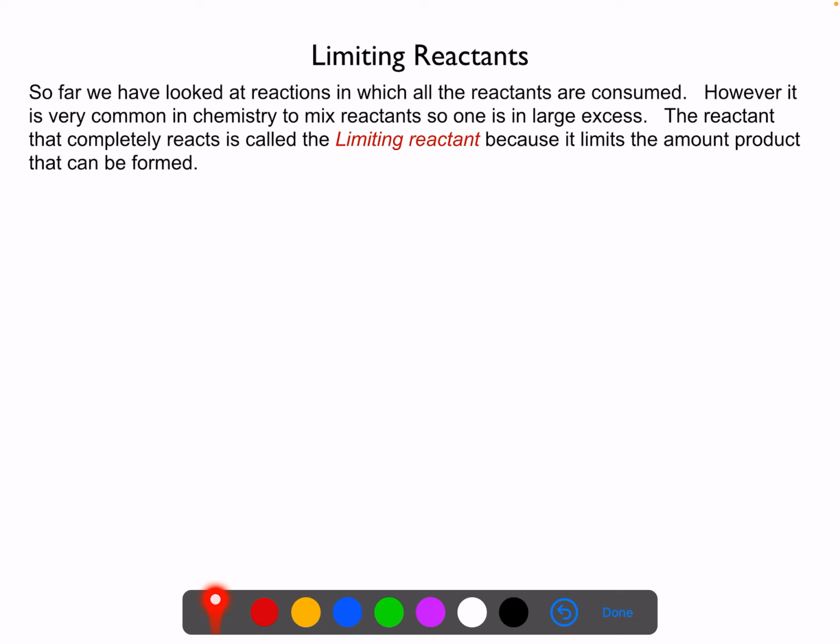And when this happens, it means one of the reactants is present in excess, and not all of it will get used up. The other reactant will be called the limiting reactant because it will all be used up. And because once it's gone we can make no more product, it'll limit the amount of product that can be formed. So let's look at a couple examples of this.